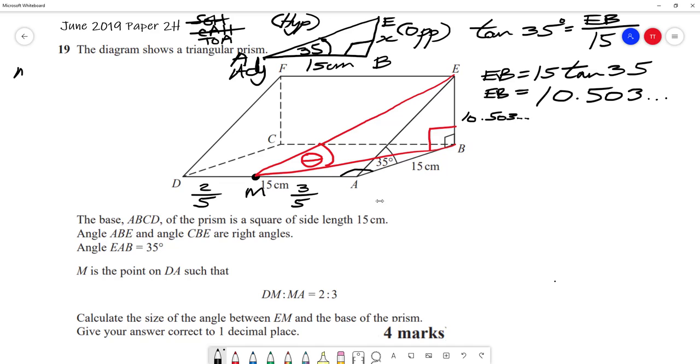Now we can work out MA by using the ratio that we had before. So MA is 3/5 of the line of DA. So that's going to be 3/5 times 15, which is going to be 45/5. So MA is 9 centimeters.